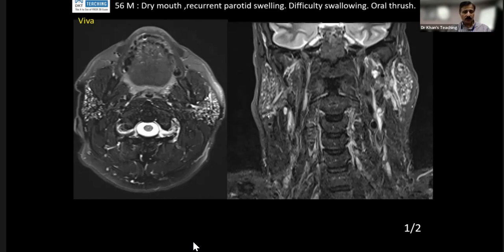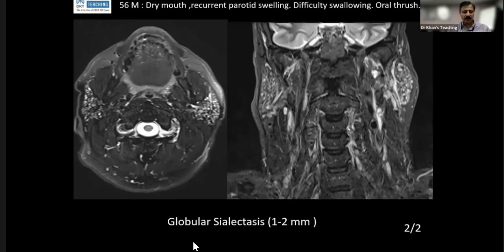So this is an MR, and if you see, this is not a sialogram series, but even on this STIR sequence, you can see all of these ducts, they are dilated.